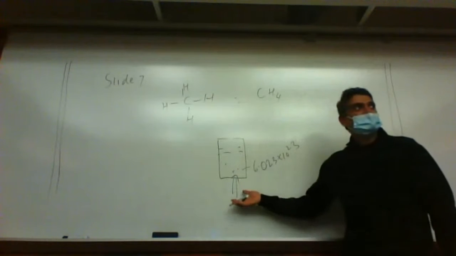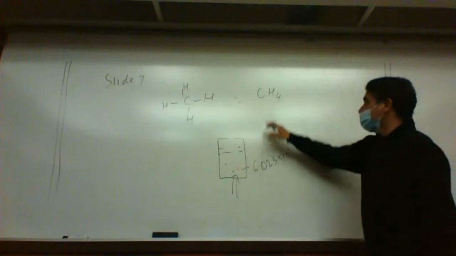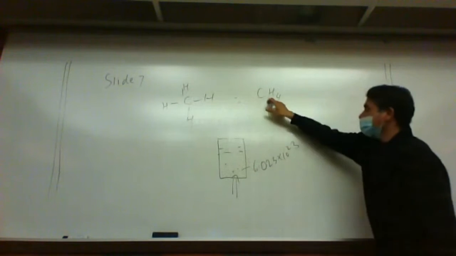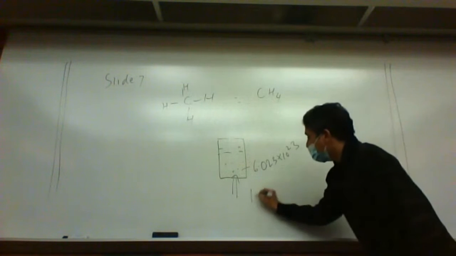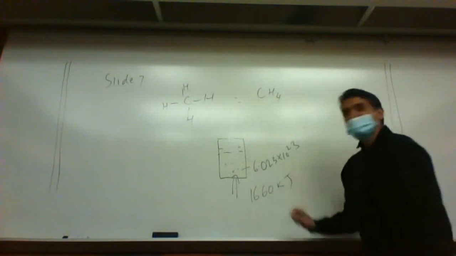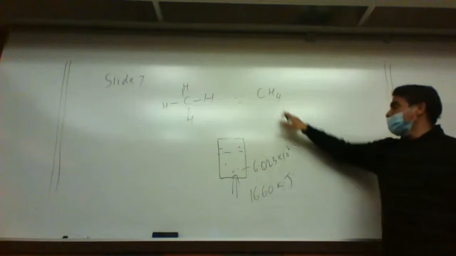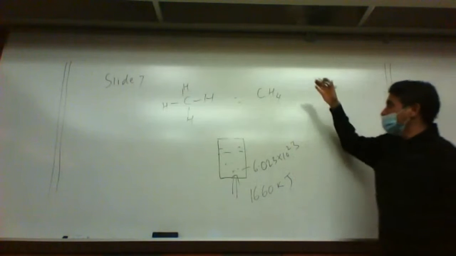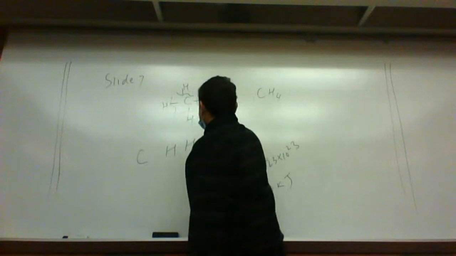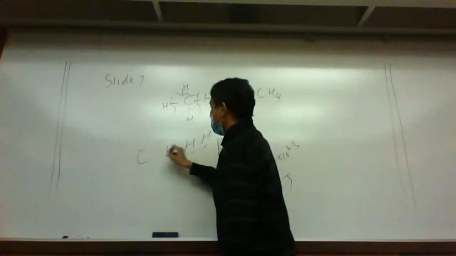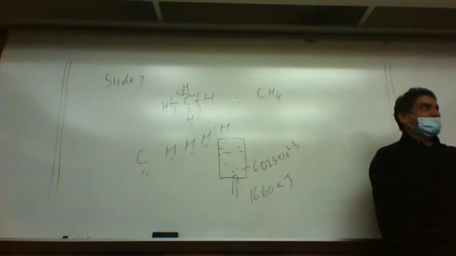You supply heat or electricity to this system. And how much energy it takes to break all these CH bonds of this molecule is 1660 kilojoule. So how many molecules are there? There are 6.023 times 10 to the power 23 molecules of CH4. If you want to break all these bonds and make C and 4 H separate, you need to supply 1660 kilojoule of heat.